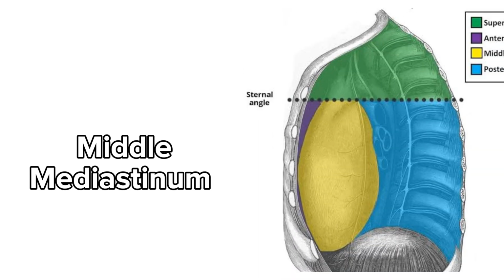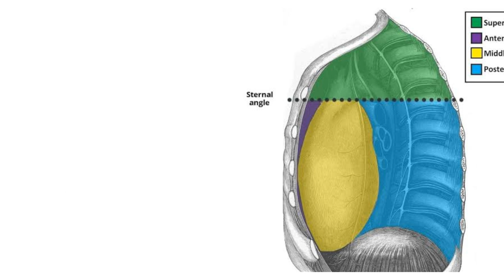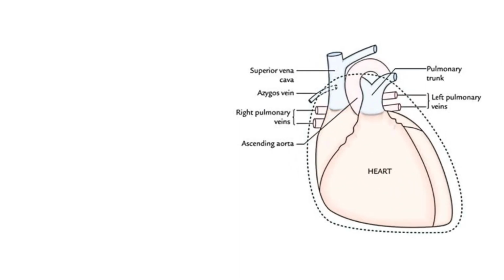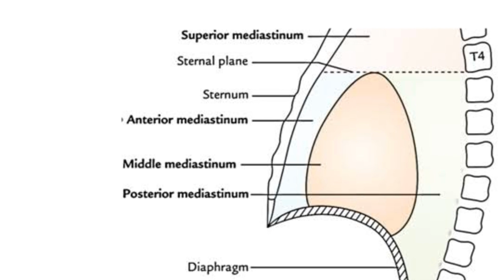Okay guys, talking about the middle mediastinum, it is indicated in yellow in this diagram, but let us use another diagram to explain what the middle mediastinum is. So the middle mediastinum is the middle part of the mediastinum. It is bounded anteriorly by anterior mediastinum. It is bounded posteriorly by posterior mediastinum. It is bounded inferiorly by the diaphragm, and it is bounded superiorly by the superior mediastinum.